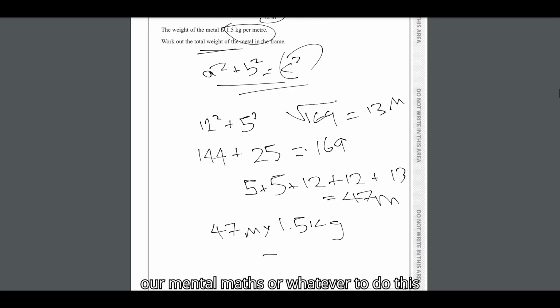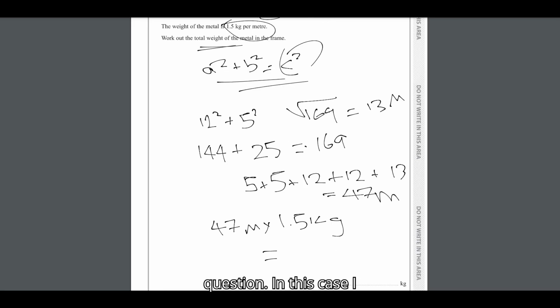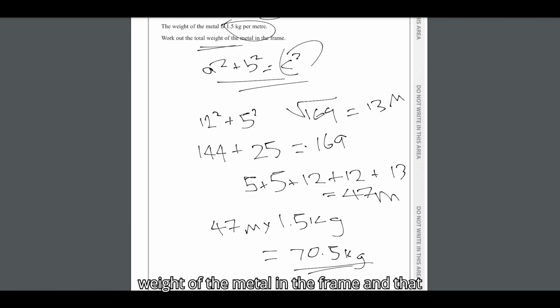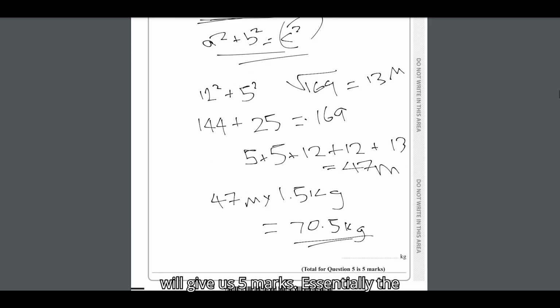So we can use mental maths or whatever to do this question. In this case, I already know the answer. It's 70.5 kilos, I believe. And that will give us the total weight of the metal in the frame, and that will give us 5 marks.